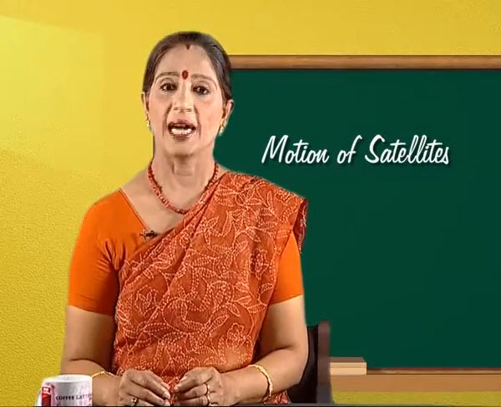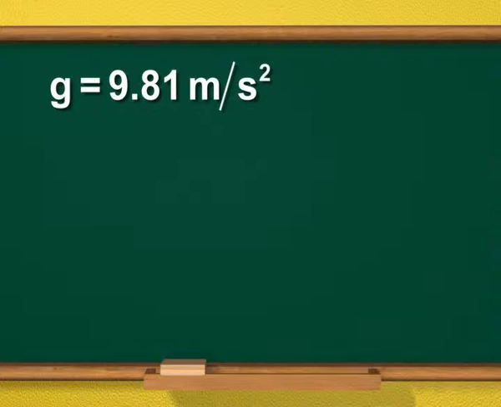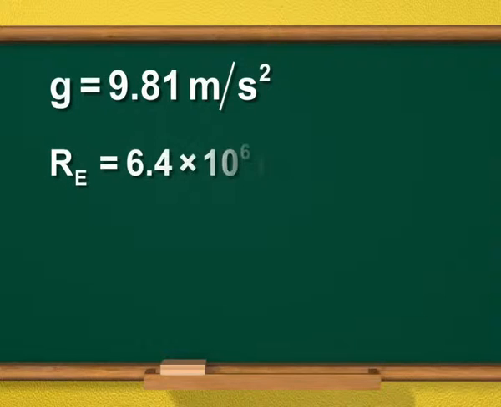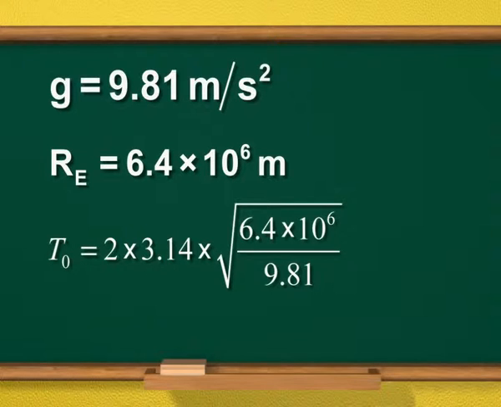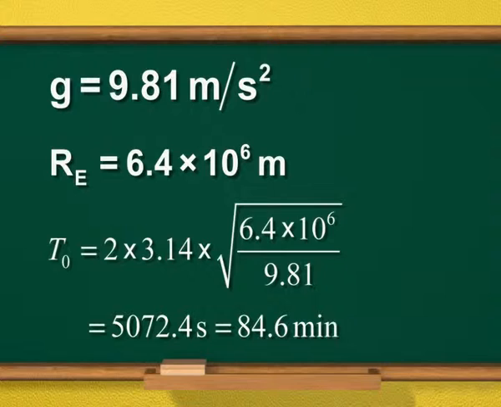Now, can you measure the time period of a satellite orbiting very close to the Earth's surface? By substituting the values of g, which is 9.81 meter per second square, and Re, which is equal to 6.4 into 10 to the power 6 meter in the expression, the required time period comes out about 5072.4 seconds or 84.6 minutes.